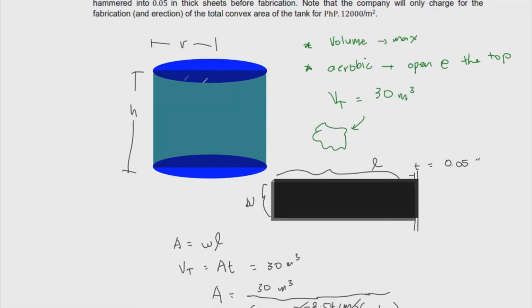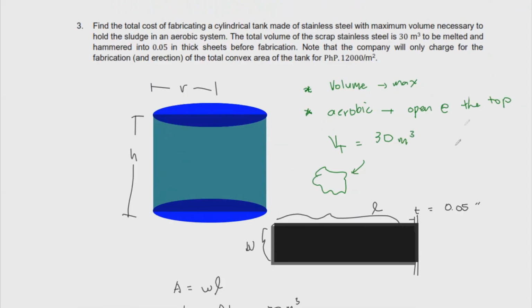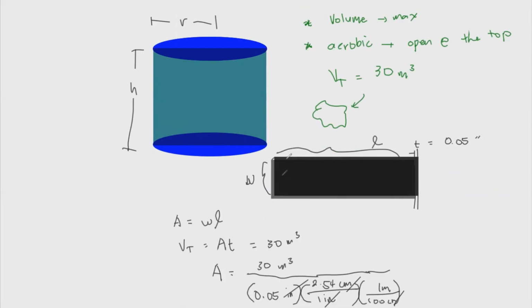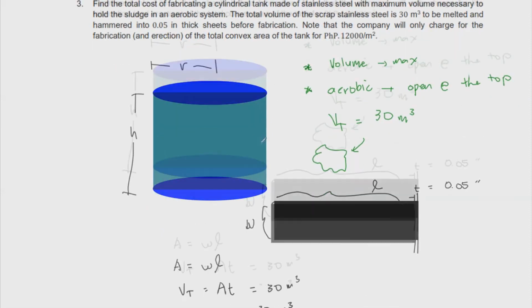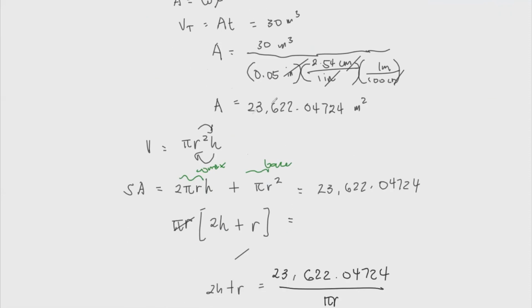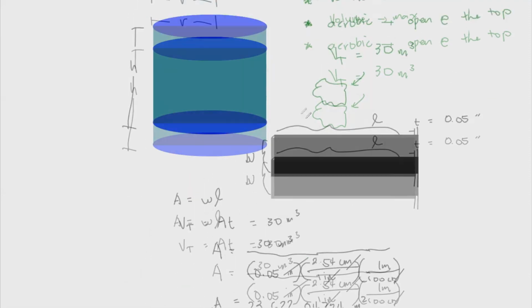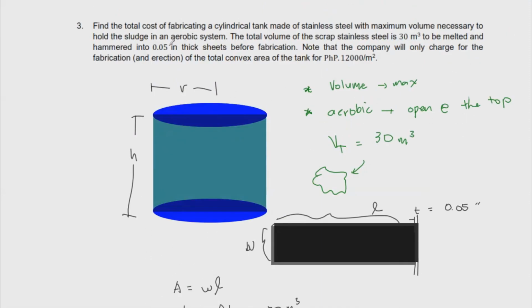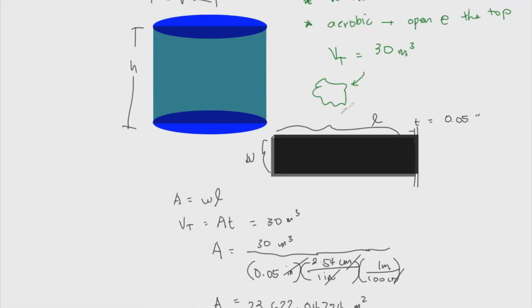So just to remind you, the capacity of this cylindrical tank is not 30 cubic meters. This 30 cubic meters refers to the volume of the material that has been used in the process of fabricating the cylindrical tank. So if you would be taking the total surface area of this material, you should be getting 23,622, and then you multiply that with the thickness, and the thickness is 0.05 inch. So you should be getting 30 cubic meters. So that's all for optimization.